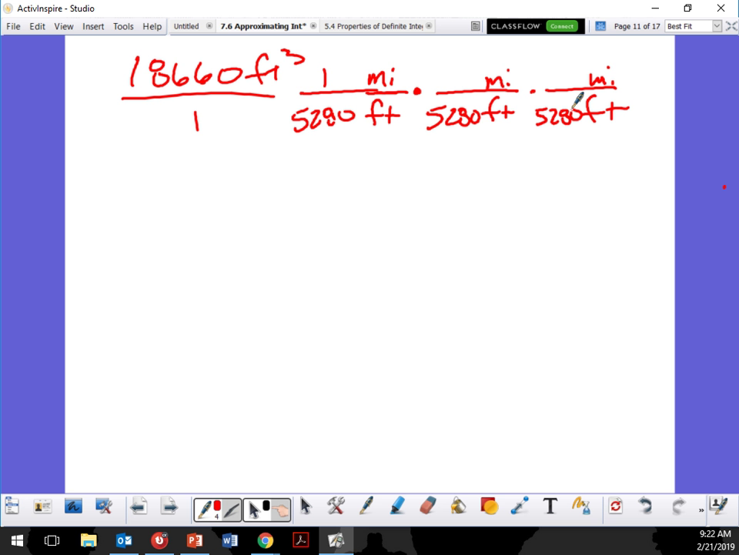That's much smaller. Yes, it is much smaller. Very, very, very small. So is that a mile? A mile cubed. Okay. And so when I'm done, because my feet will cancel, I will have mile, mile, mile, so that's going to be cubic miles, right? Yes.